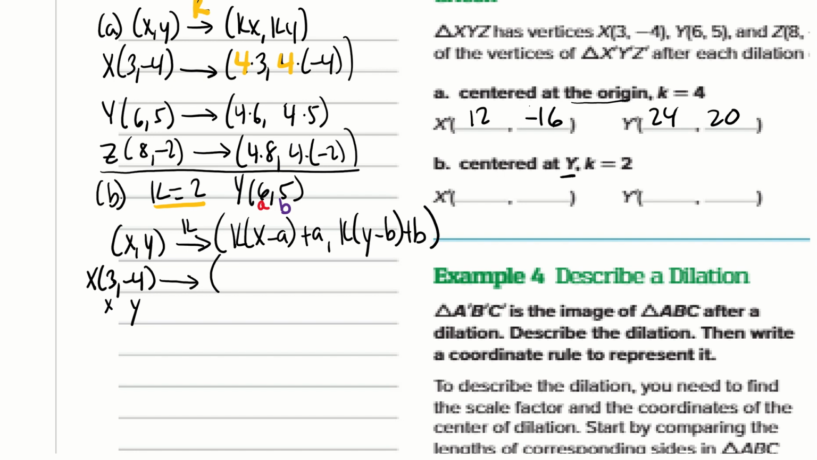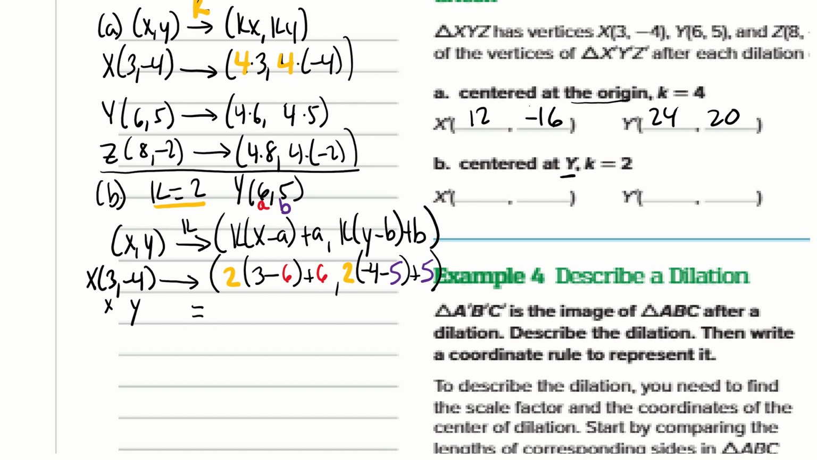So k is 2 in this example. So 2 times x. Now we're going to plug in x, which is 3, minus a. A is red. A is 6, if you recall. And then plus 6. Let me just put the plus sign there. And then k is 2 times y is negative 4 minus, and then we got b in purple, that's 5, if you recall. That's our center of dilation, plus 5. Okay, close.